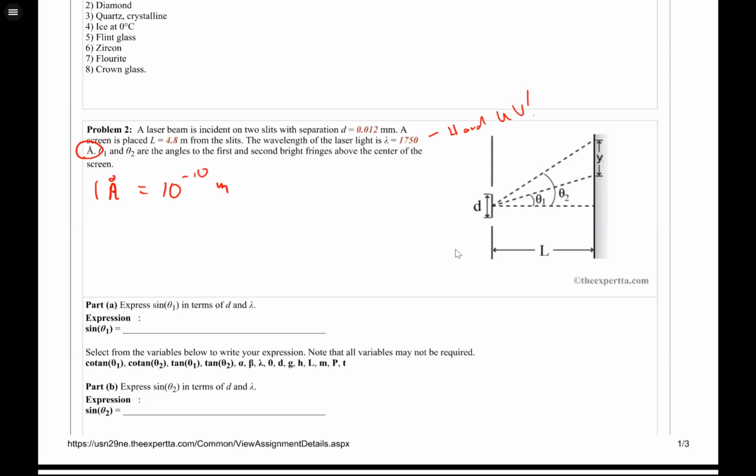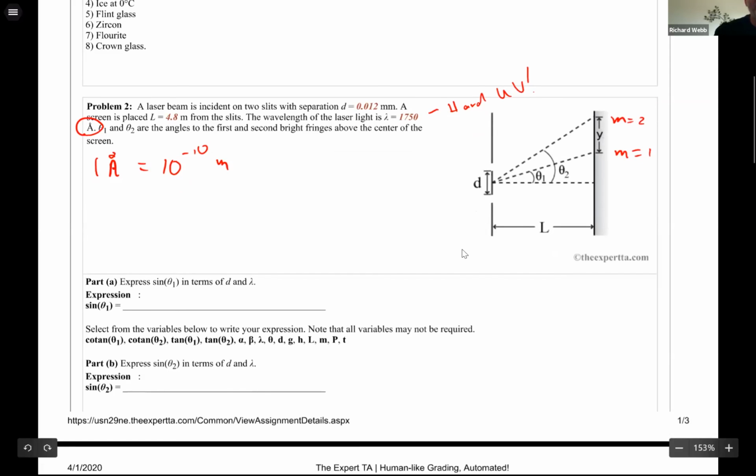Sorry about that. Okay, so we have our wavelength and we have the slit separation, and θ1 and θ2 are the angles to the first and second bright fringes above the center line. So this one here is m equals 1 for θ1. This one's m equals 2 for θ2. And then we're asked to express sine theta in terms of d and lambda. Did you all get that first part, expressing sine theta in terms of d and lambda?